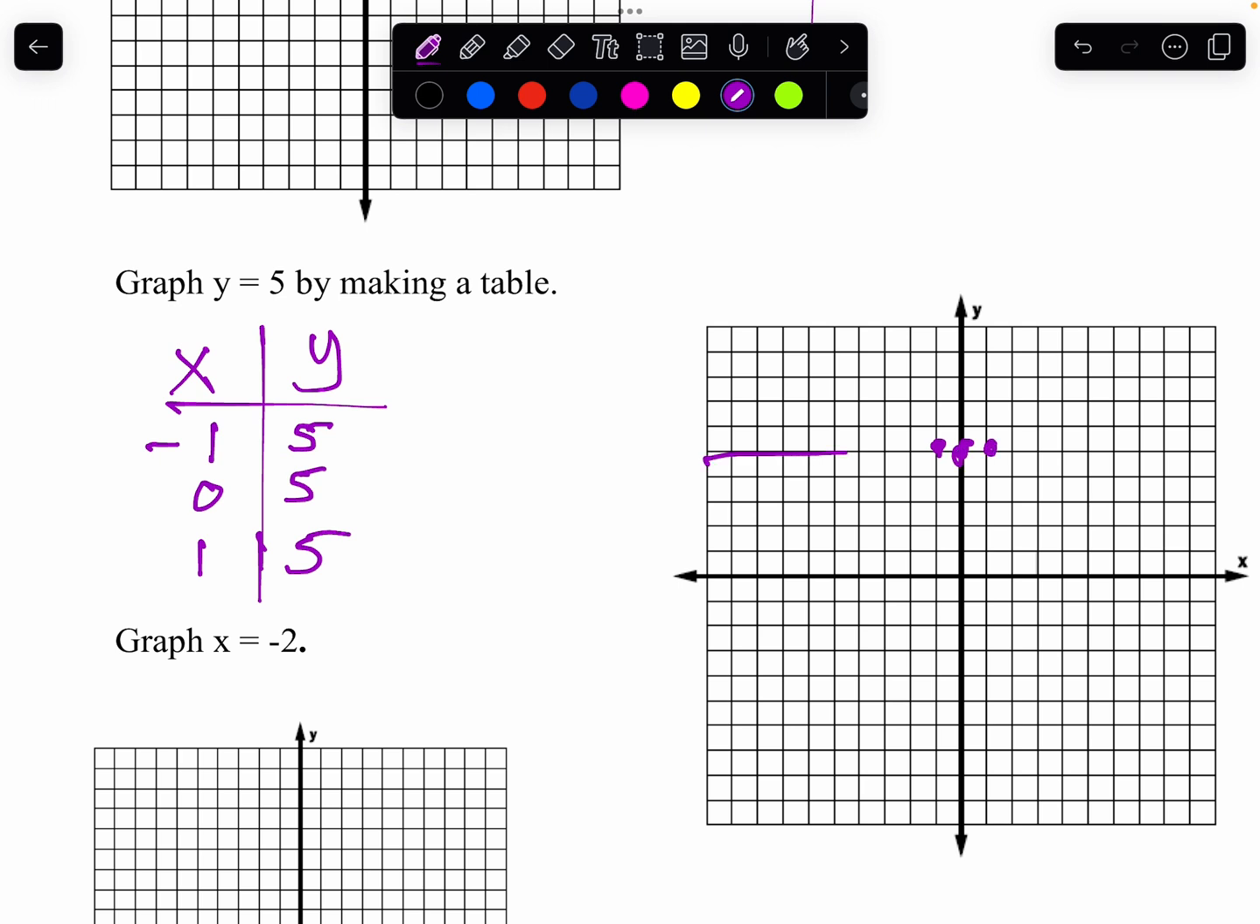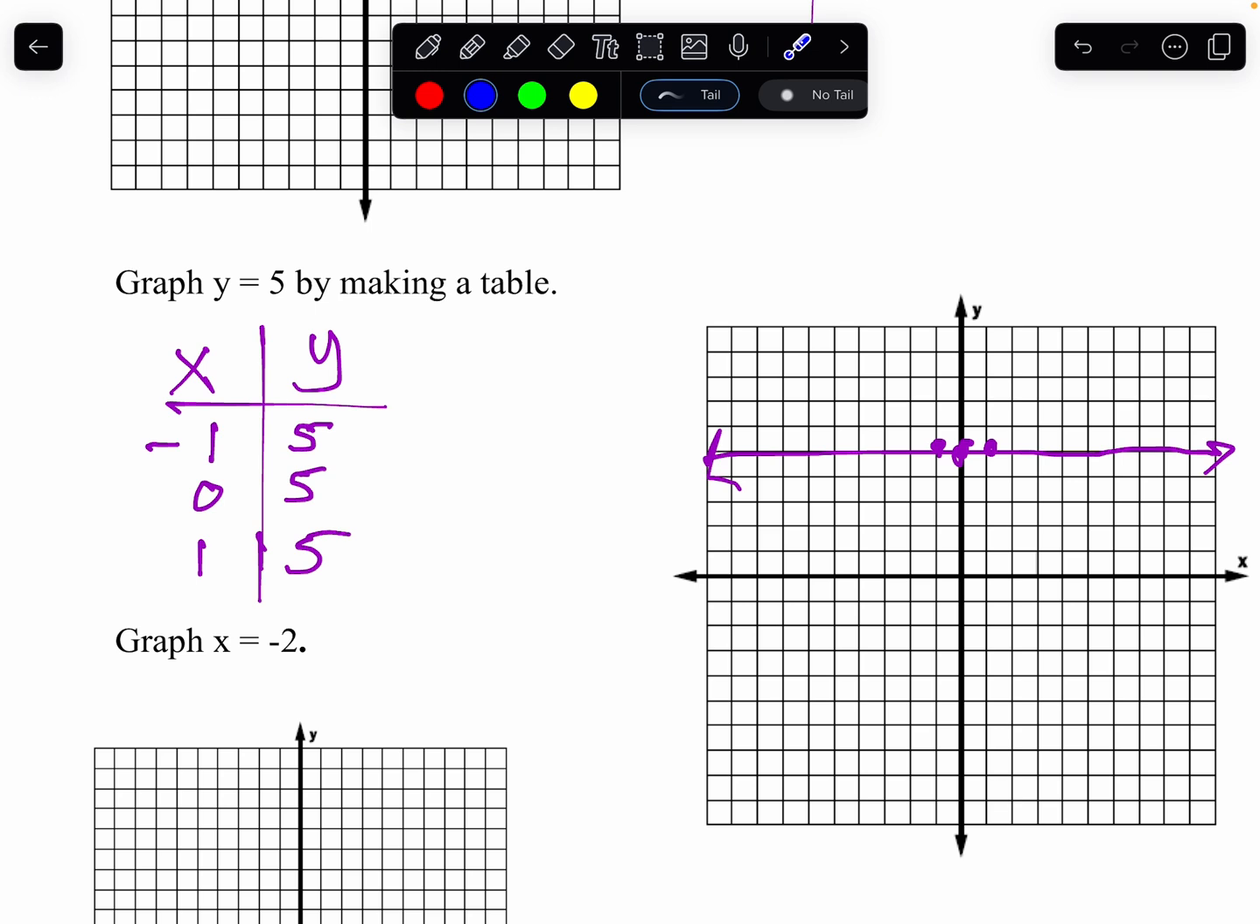Notice it's a horizontal line. Y is always 5 no matter where I'm at on my line. So y is always 5. It seems kind of weird because my y-axis goes up and down, but you got to think I'm going up 5 on the y-axis, then I'm drawing my line.